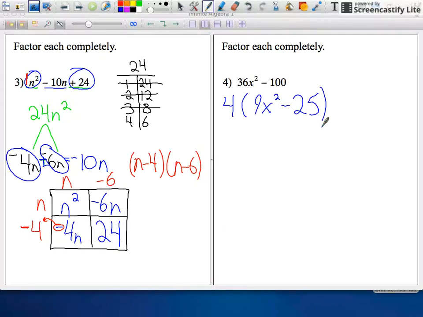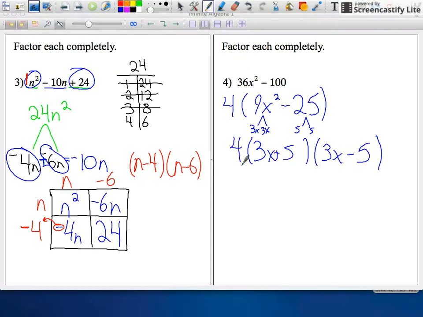Because now we're saying, oh, look at this. Perfect square. Perfect square. That means we can shortcut this and go straight to our answer. Our answer means we're going to open up some parentheses. 9x squared means it's 3x and 3x. 25 becomes 5 and 5. So we have 3x plus 5, 3x minus 5 with our 4 out front.